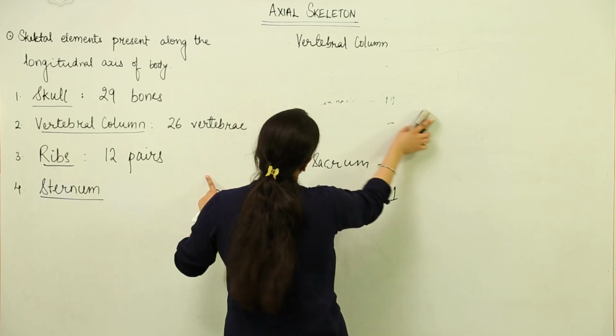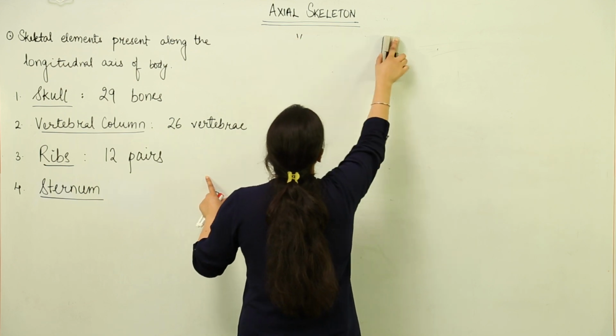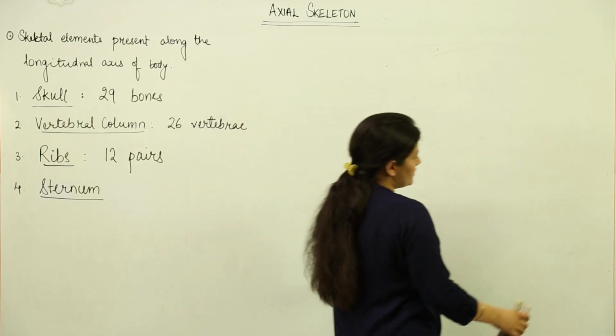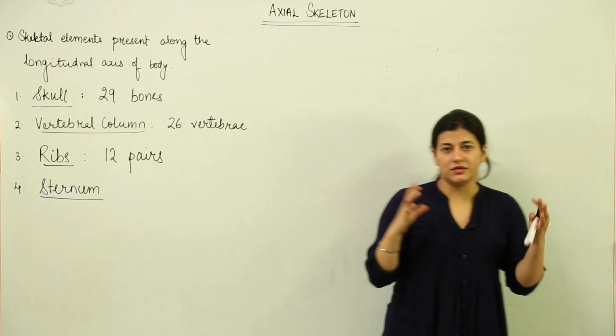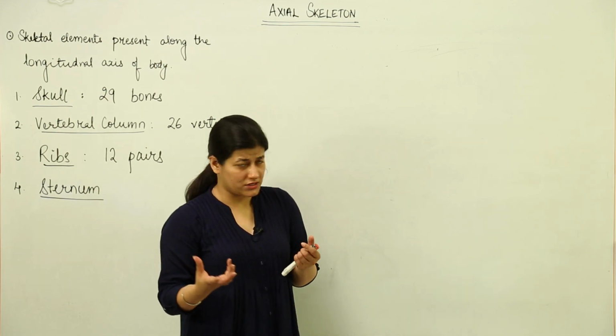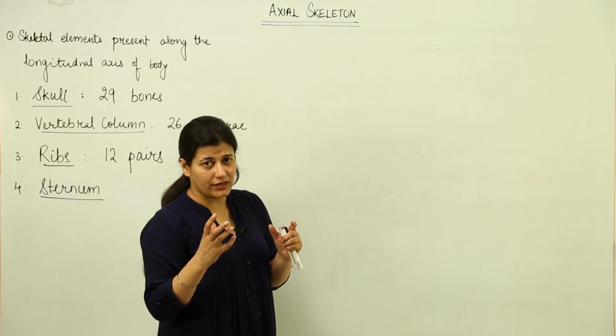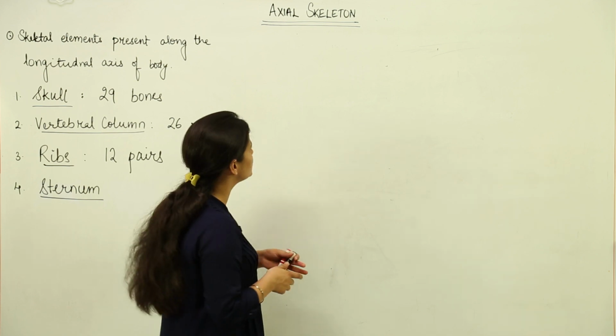Next is the ribs. You know that our body has a rib cage which houses the diaphragm and the lungs. The heart of course is present there too. So these ribs provide a protective structure to the important visceral organs.